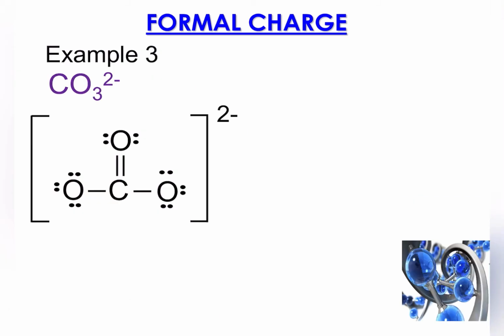So let's try example 3. I got CO3 2 minus. This is the Lewis structure for CO3 2 minus. And what's next? I'm going to calculate the formal charge for each of the atoms in CO3 2 minus. However, I got 3 oxygen atoms here, and 2 of them dalam kedudukan yang sama. Hanya salah satu daripada mereka mempunyai double bond antara carbon. So that's why I'm going to differentiate them into labeling A, B and C.